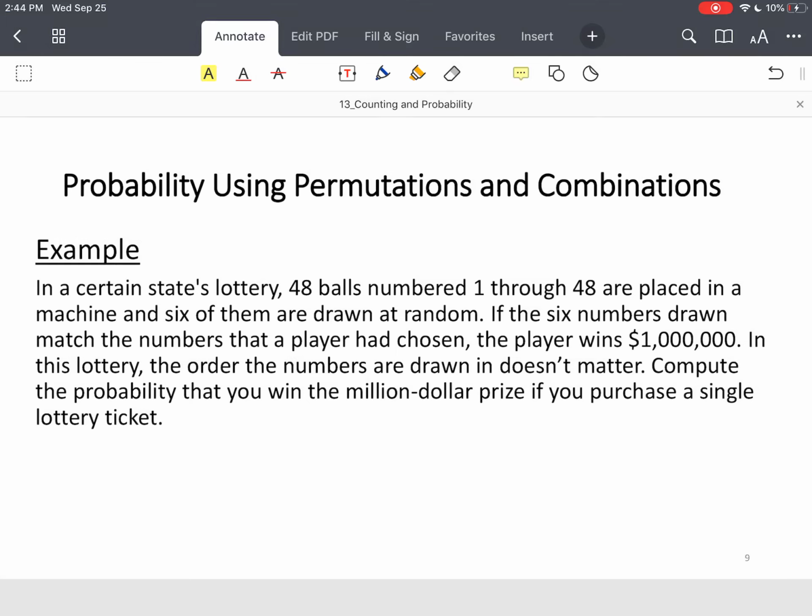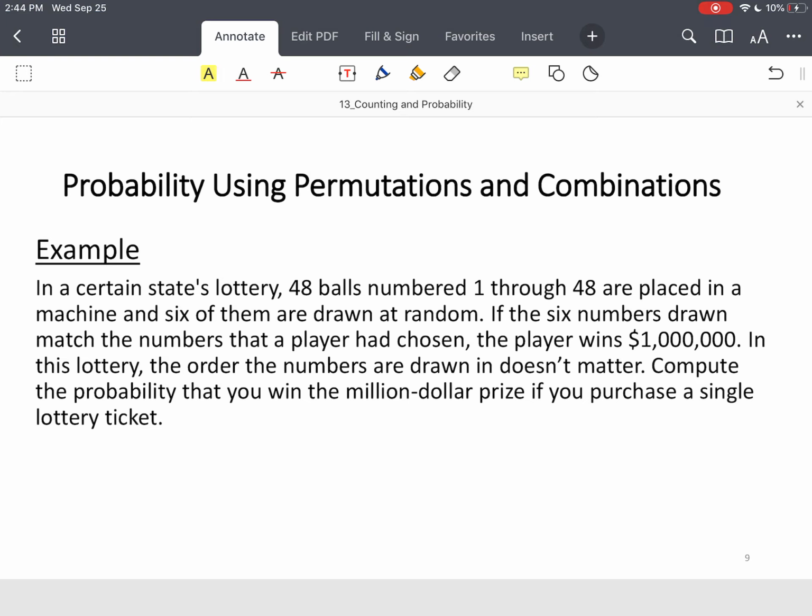Now, finally, we're going to wrap this up and find probability using permutations and combinations. Now we're dealing with real life situations in terms of a state lottery. There are 48 balls numbered 1 through 48. They're placed in the machine and 6 are drawn at random. If the 6 numbers drawn match the numbers that a player had chosen, the player wins $1 million.